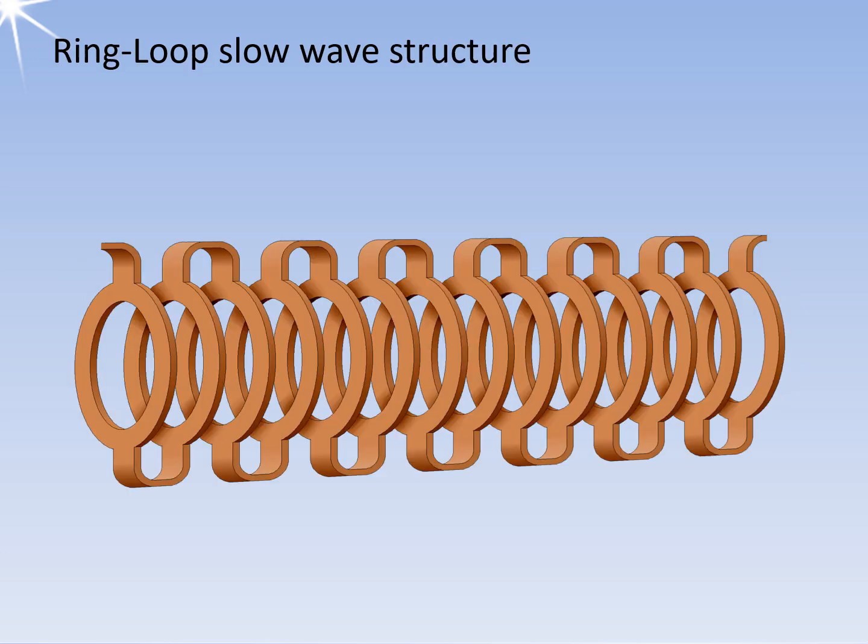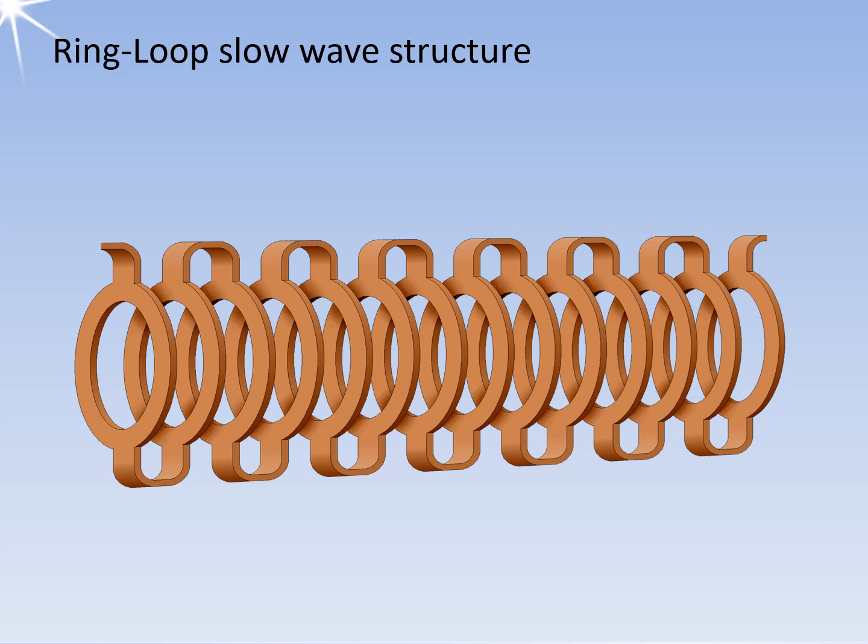A ring loop TWT uses loops as slow-wave structure to tie the rings together. These devices are capable of higher power levels than conventional helix TWTs but have significantly less bandwidth of 5 to 15% and a lower cutoff frequency of 18 GHz.